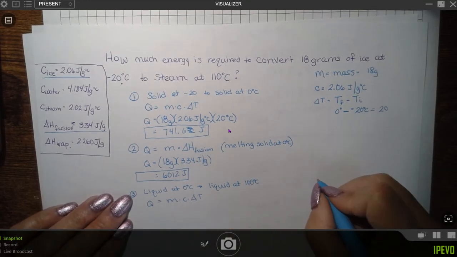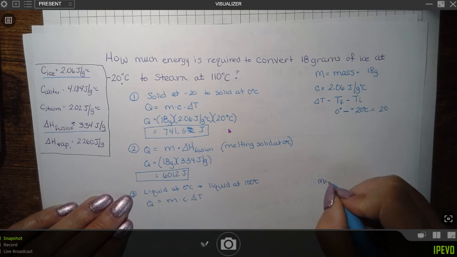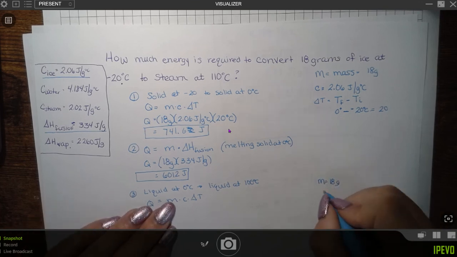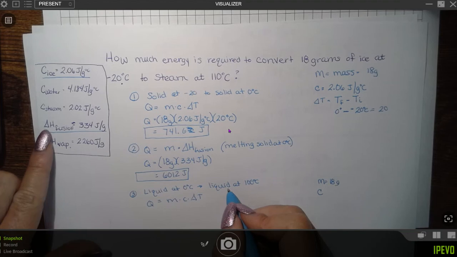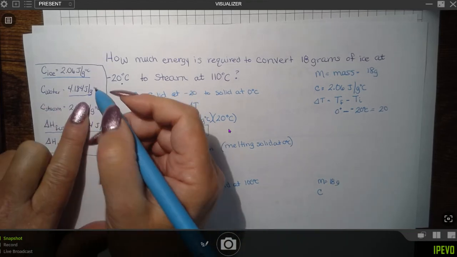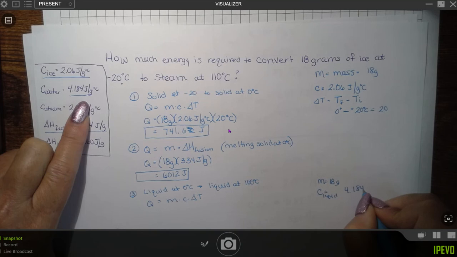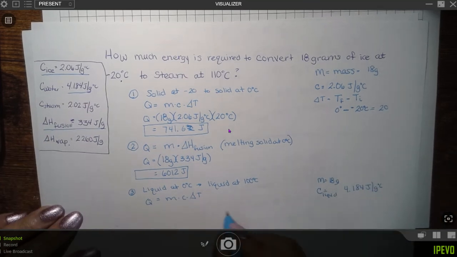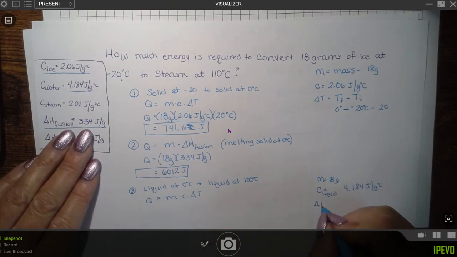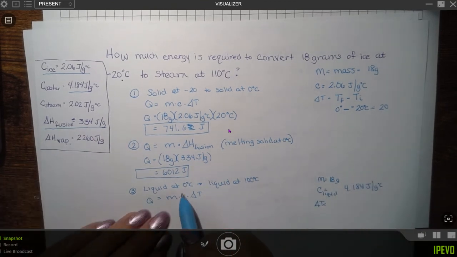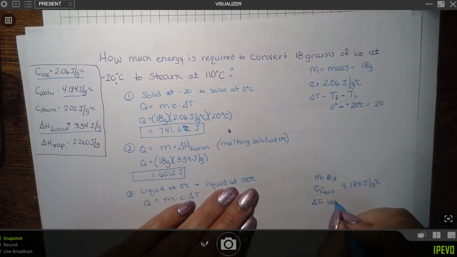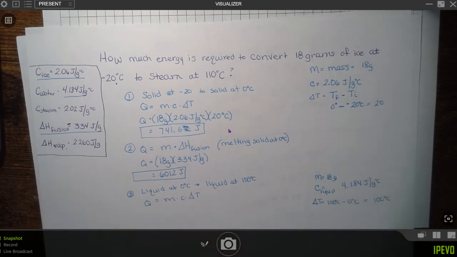So let's just define these things over here again. So mass is still 18 grams. C, we need to use C of liquid water now. So it's got a different value. So C for liquid is 4.184 joules per gram degree Celsius. Okay, and then delta T is going to be T final, so we're ending at 100 degrees Celsius, minus T initial, so our delta T is 100 degrees Celsius.